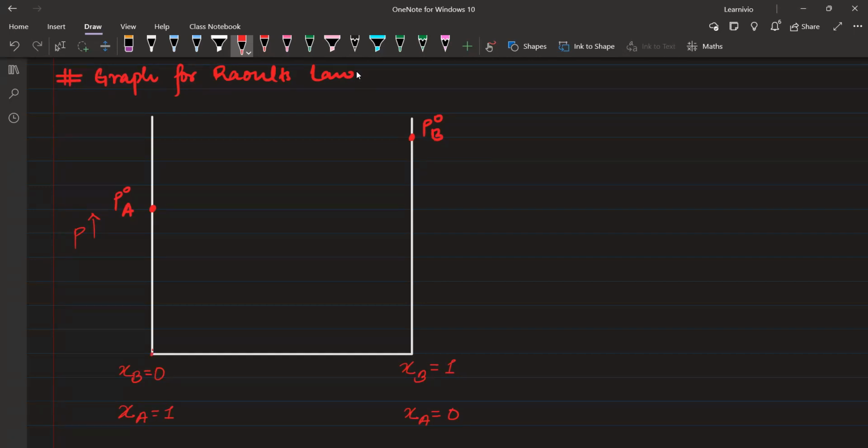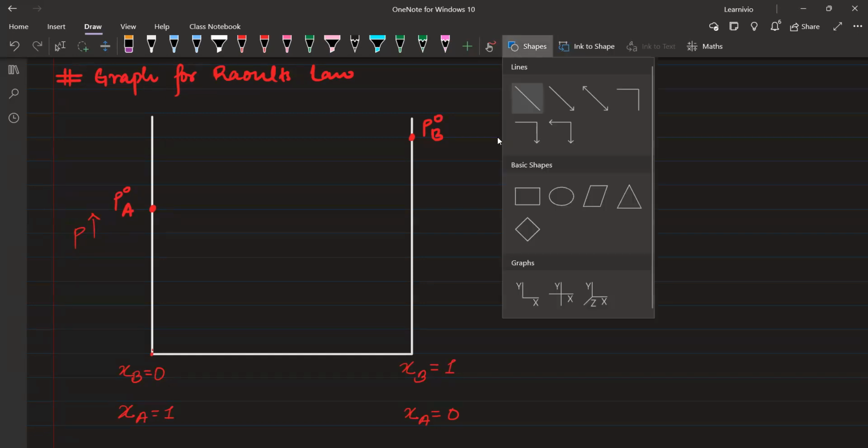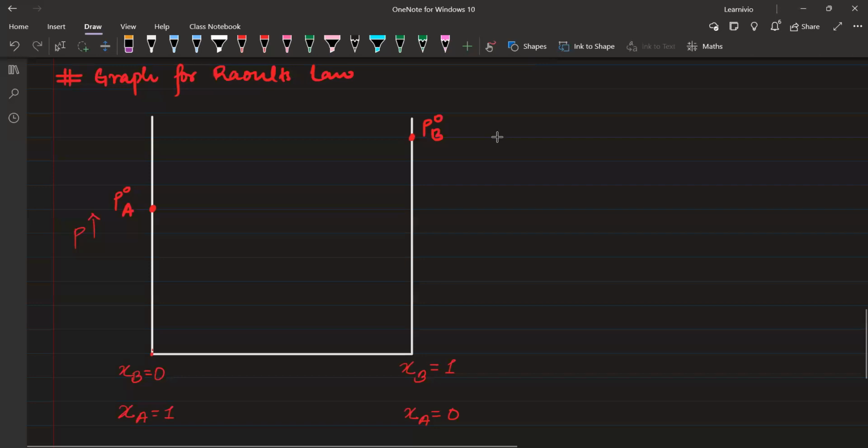Fine. Now let us see what is going to happen at this point. When the amount of B is equal to 0, the pressure due to B will also be equal to 0, because there is no B molecule. If there is no B liquid, how can there be any B vapors? But as we are going rightwards, the amount of B is increasing. And as the amount of B is increasing, what is going to happen? The pressure due to B will also increase. And you will see a steady increase in the pressure due to B.